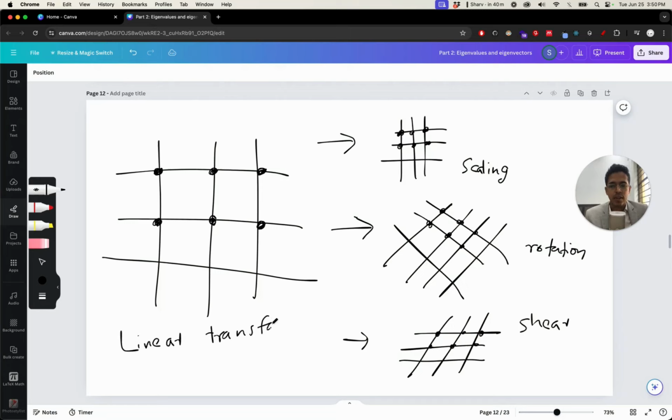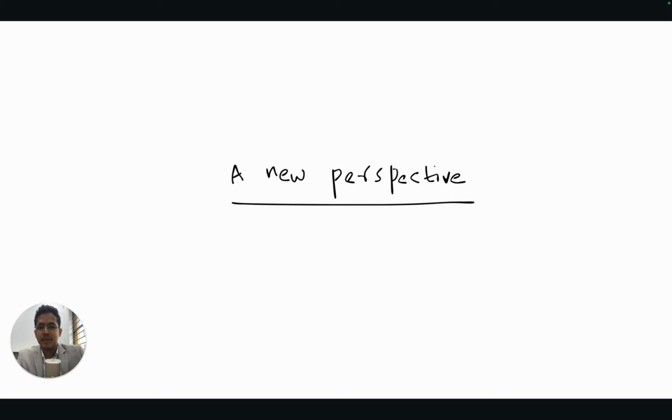So it's very important to know the physical intuition behind why we are calling it like this. Now we will look at eigenvalues and eigenvectors from a completely new, fresh perspective.